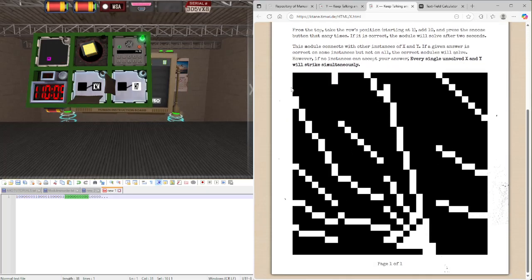The 20 has to be white. 1, 2, 3, 4, 5, 6, 7, 8, 9. 1, 2, 3, 4, 6, 7, 8, 9, 10.